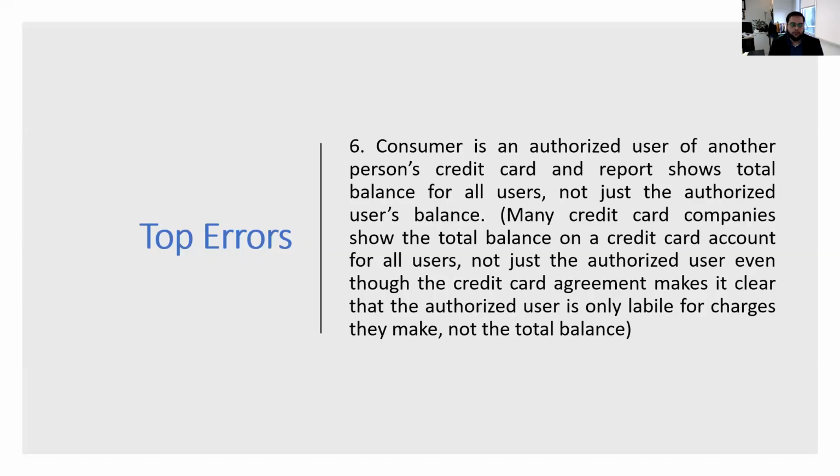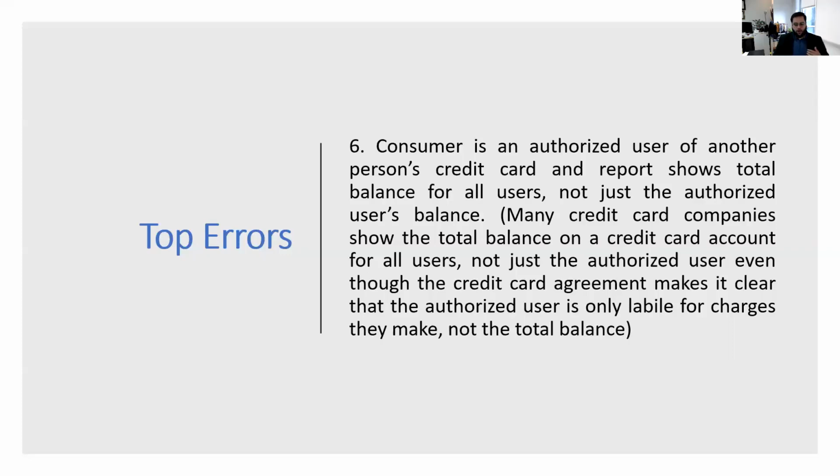The authorized user is not responsible for the payments. They're just responsible for having the card, right? If it's a joint account, then they're responsible for the joint balance. But if you're an authorized user, then you're not responsible for the total balance. You're only responsible for your own user balance, and that's the only thing that should appear on your credit report.